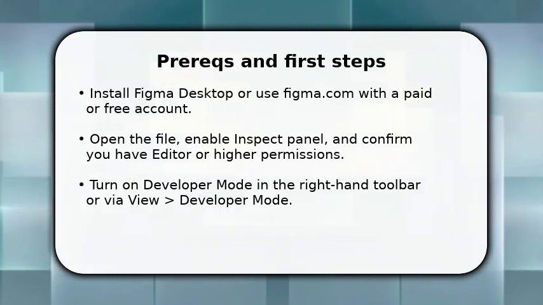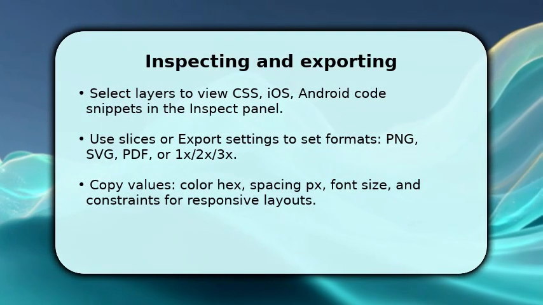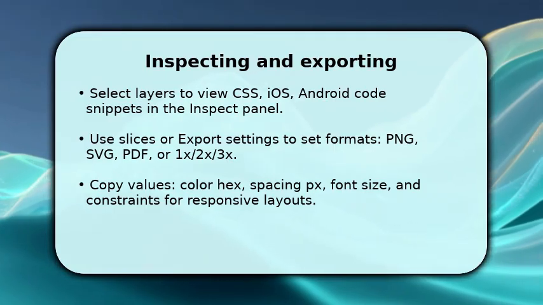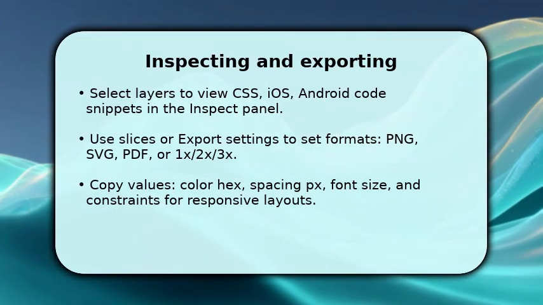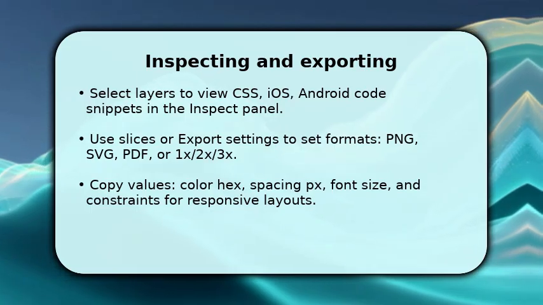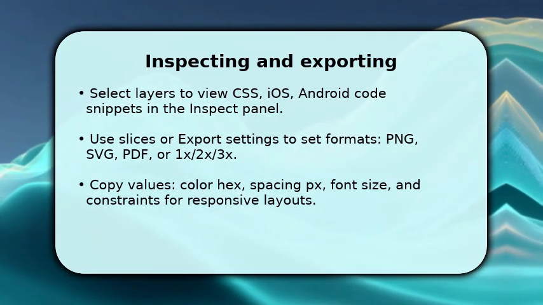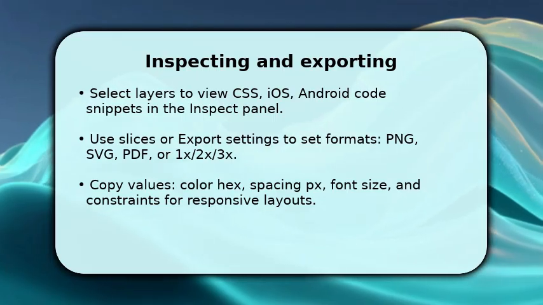Next, you inspect components and extract the data engineers need. Select a layer and use the Inspect panel to switch between CSS, iOS, and Android code. This gives you exact properties like color hex, spacing, and font metrics.